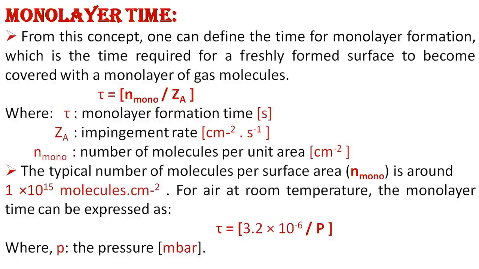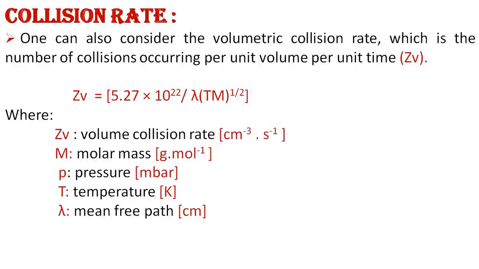For air at room temperature, the monolayer time can be expressed as tau is equal to 3.2 into 10 raised to minus 6 upon P, where P is the pressure. Next one is the collision rate.